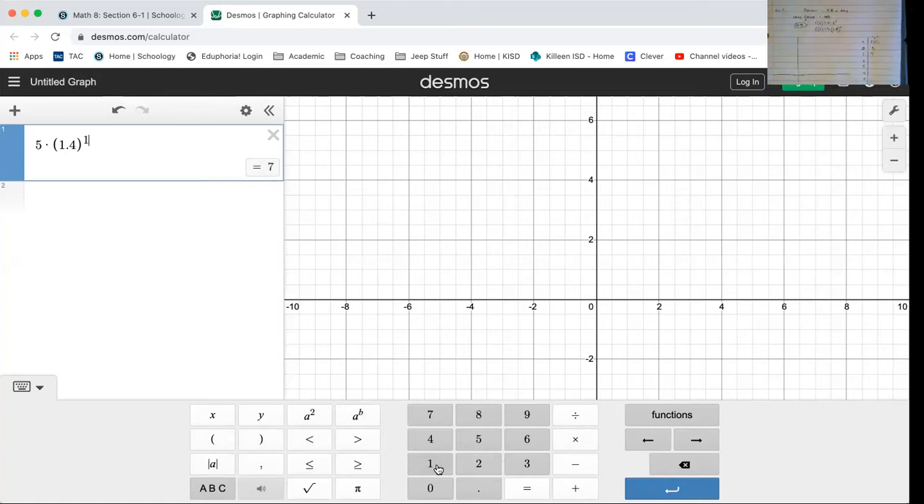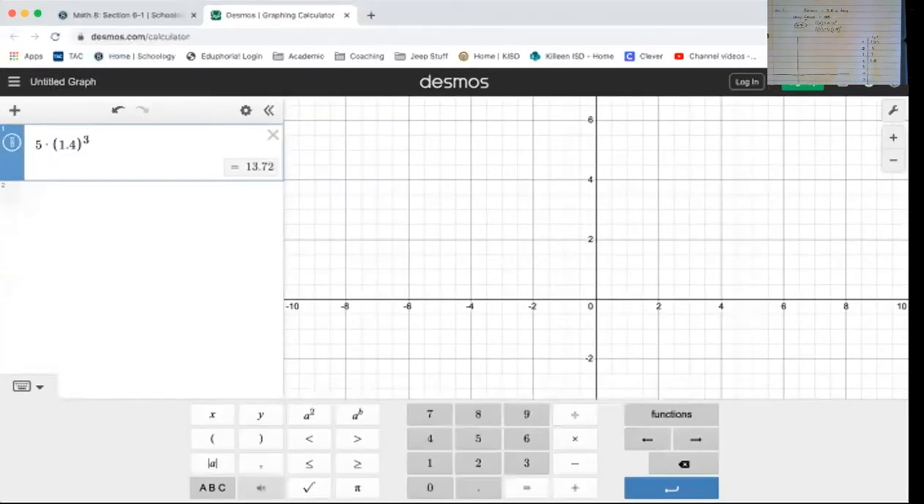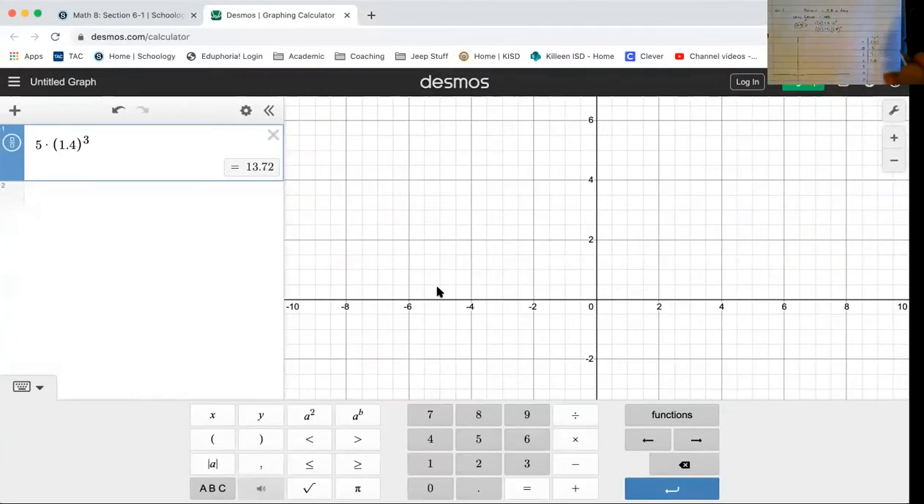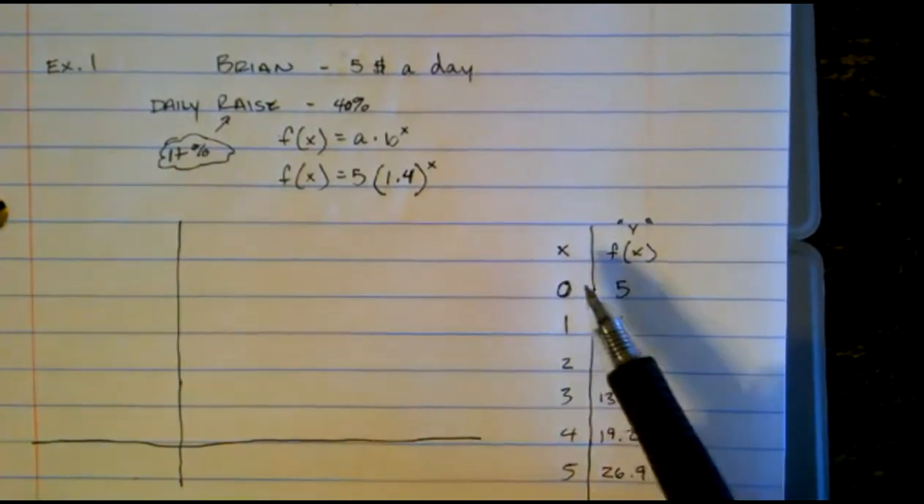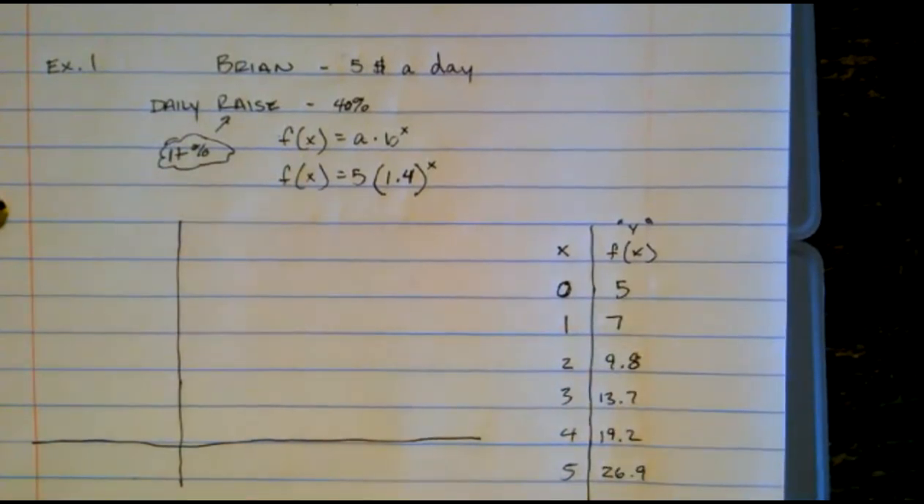So 1.4 to the first power, that'd be 5 times 1.4, which is 7, okay? And then I'm going to back it up and put 2, and that's 9.8. Then I'm going to put 3, and that's 13.7, and I back it up and put 4, and that's 19.2. And again, we're not trying to be super accurate here, but there's 5, there's 26.9, and that's about as far as we took our table. So I have all of those values written out. These are all just ordered pairs off my graph.